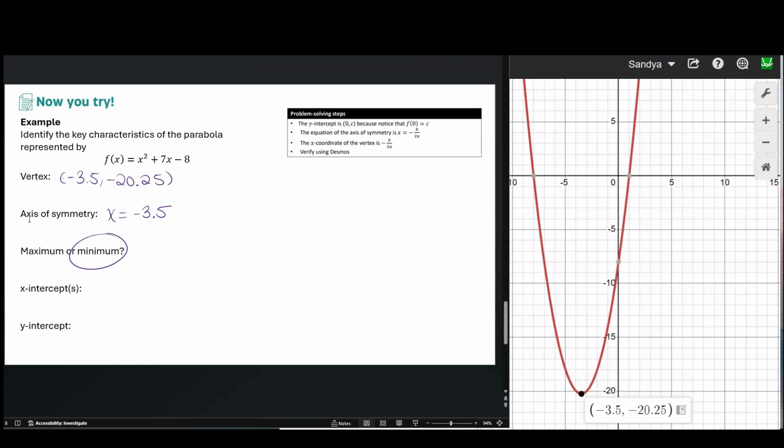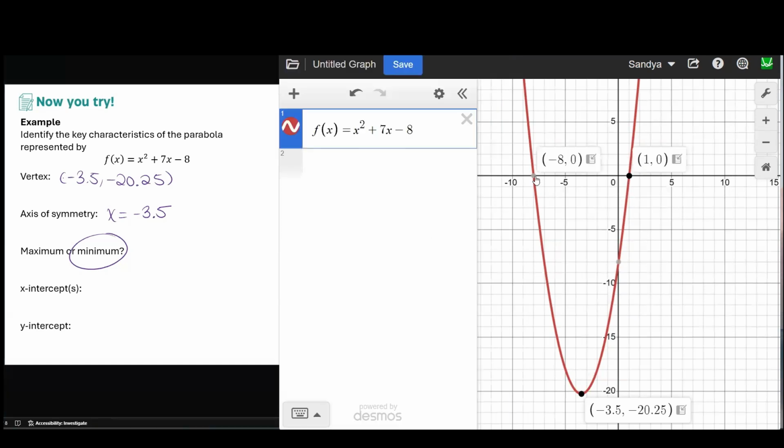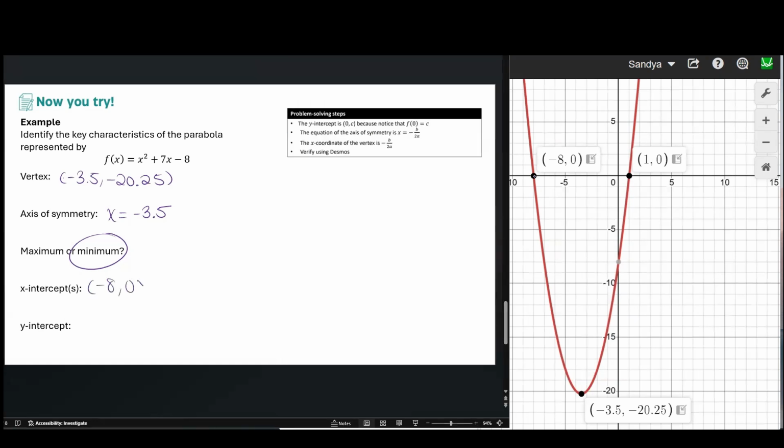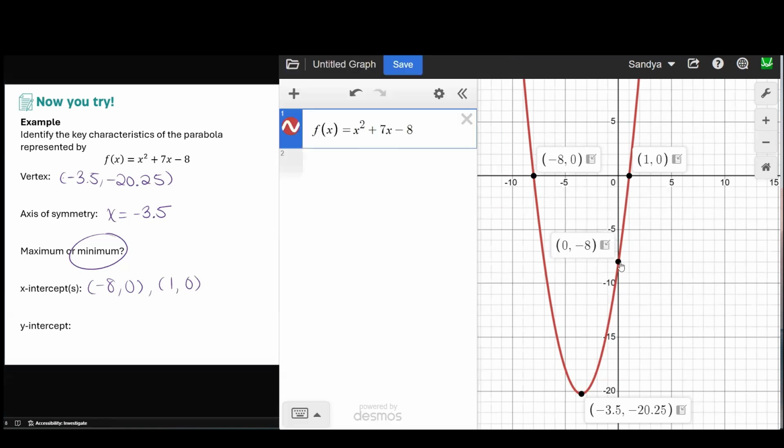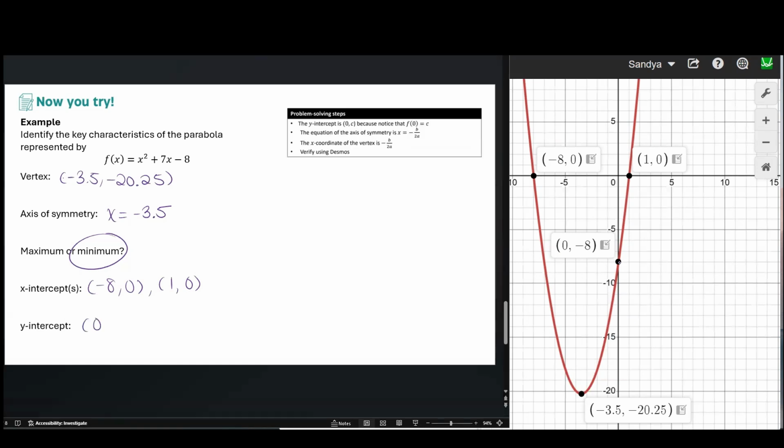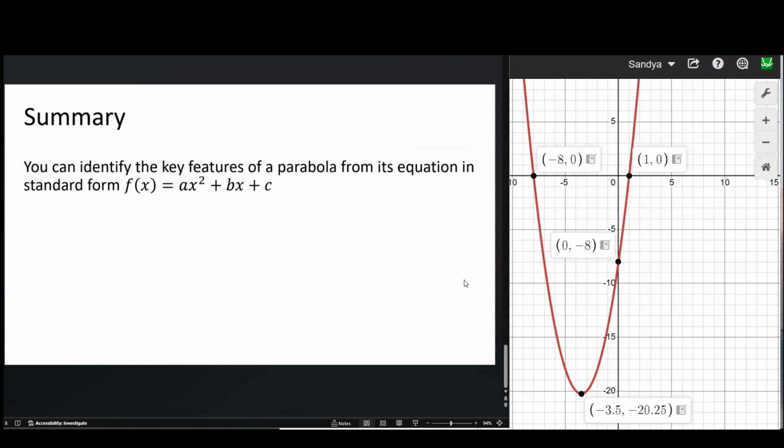The x-intercepts, well, I'm just going to click on those points. You see there's 2 points where it crosses the x-axis. So those are -8, 0 and 1, 0. The y-intercept, I'm going to go over here and see where it crosses the y-axis, and it does that at 0, -8. Okay, so those are all the key characteristics of this parabola. So remember, you can identify the key features of a parabola from its equation in standard form, f of x equals ax squared plus bx plus c. And remember, you can always use Desmos to help you answer these questions.